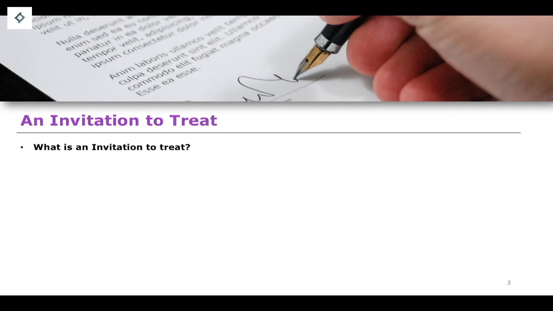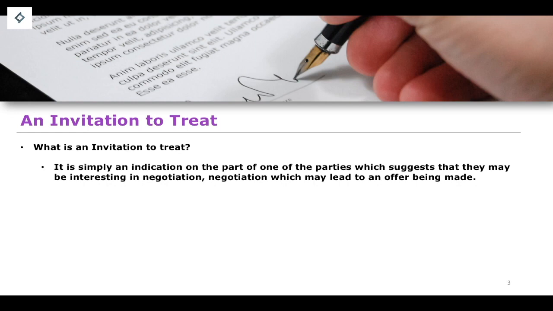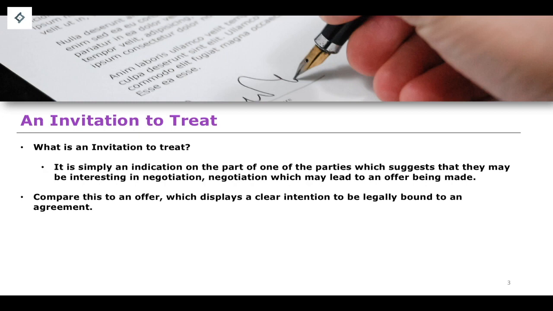The first question, therefore, is what is an invitation to treat? What do we mean when we talk about this particular concept? Well, an invitation to treat is simply an indication on the part of one of the parties which suggests that they may be interested in negotiations, and that the negotiations may ultimately lead to an offer being made. So it's almost like, in certain circumstances, the step before the formal issuance of an offer, before any potential legally binding implications can actually be ascribed. Comparing this to an offer, which displays a clear intention to be legally bound by the terms and by the agreement that is in question, an invitation to treat is not that.